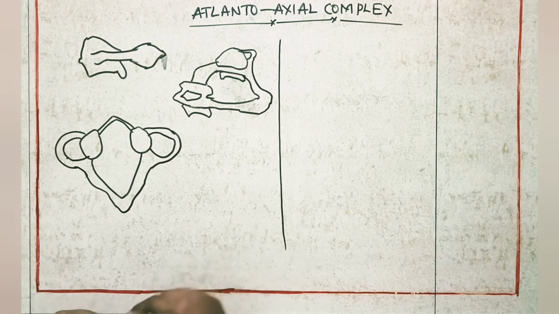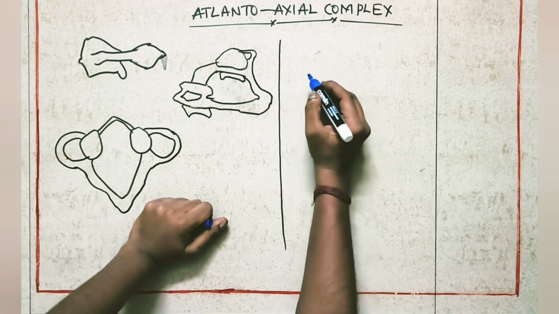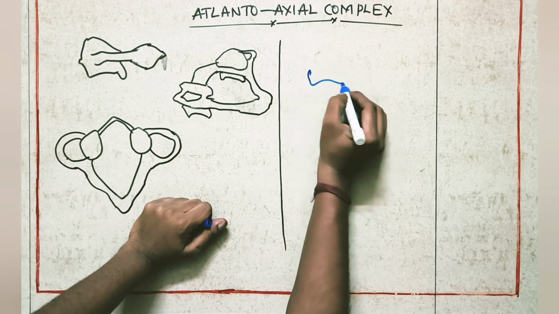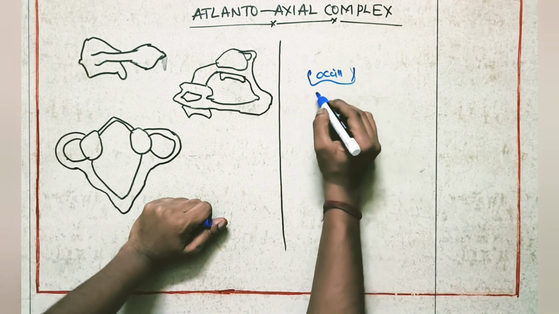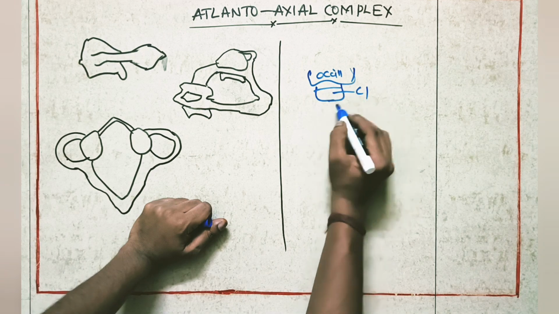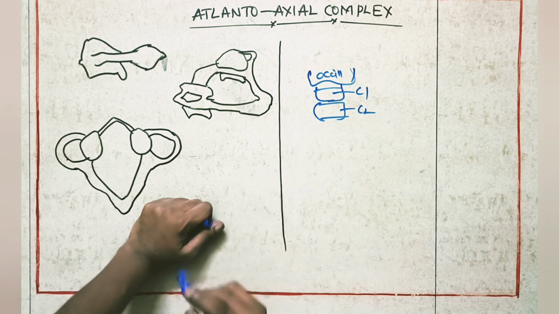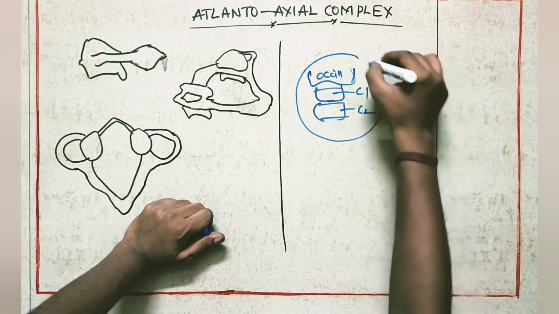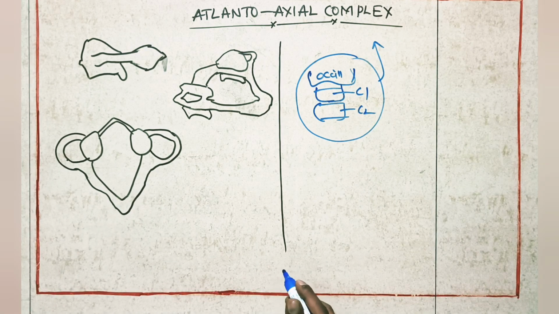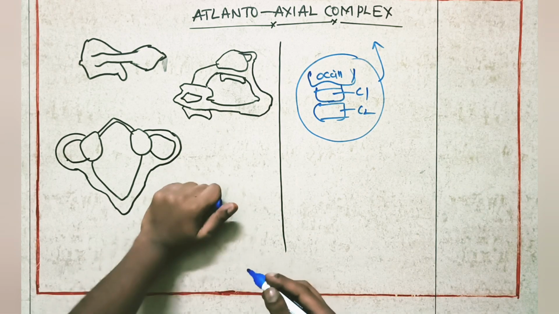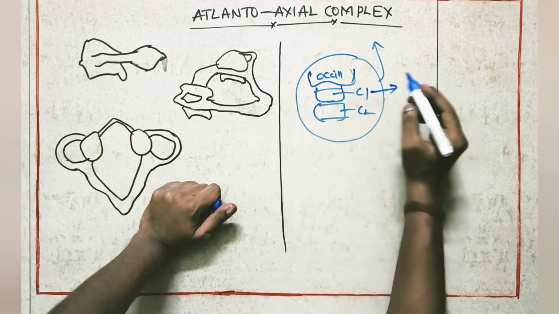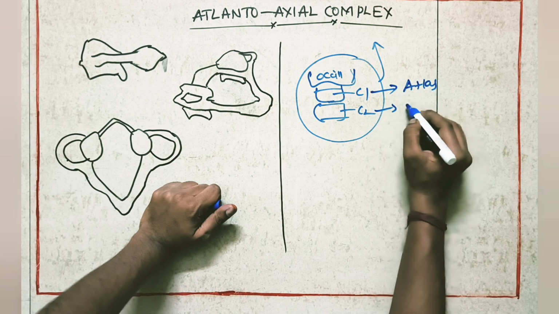Let's start with the atlanto-axial complex. In this first one, we have the occipital bone, the skull bone. Here we have the first cervical vertebra, and here the second cervical vertebra. The combination of these three is the atlanto-axial complex. The C1 vertebra is called the atlas, and C2 is called the axis.